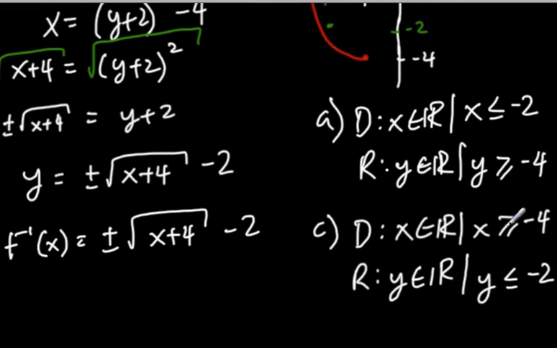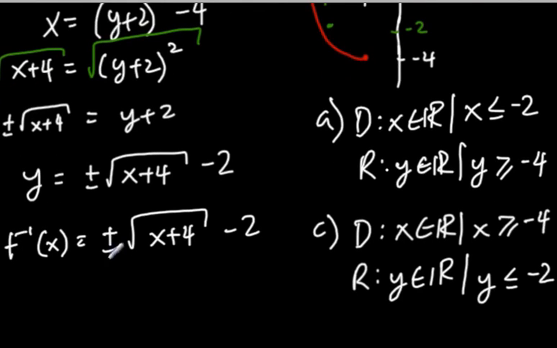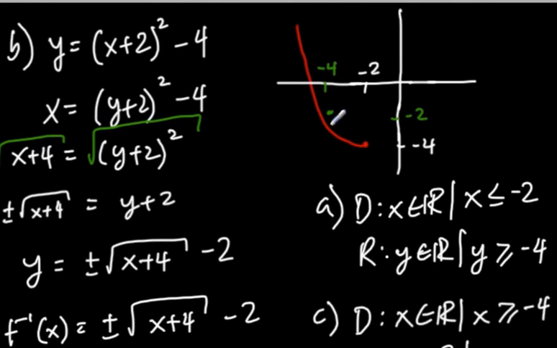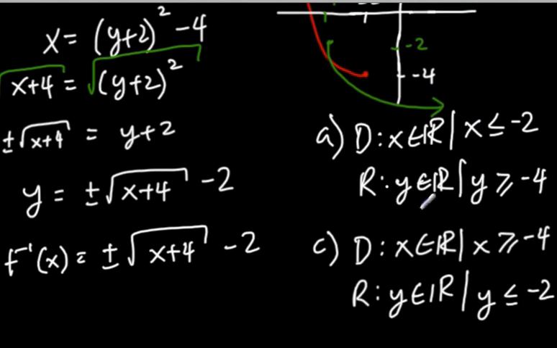It says x is greater than -4. So in other words, it's either going to be this way or that way, right? And we can see that it's either going to be straight up or straight down. And it says y has to be less than -2. So in other words, y has to go like this. So basically, it will go like that. And we just got that from the range, right? So if it's going to go like that, it means that it's a reflection down.